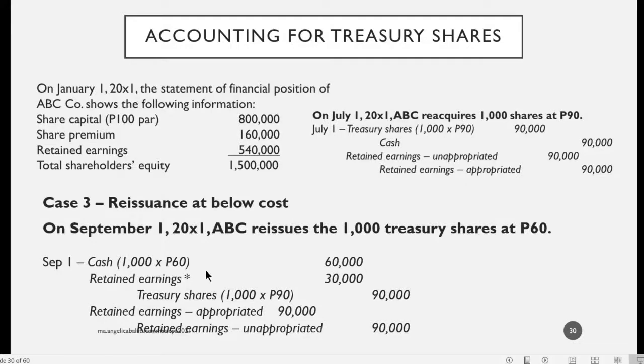But since wala tay share premium treasury shares, this is related to the share capital. So, since wala tay share premium for treasury, then ang difference would be charged to retained earnings. And again, we're going to reverse the entry for the appropriation. So, debit retained earnings appropriated, credit retained earnings unappropriated.